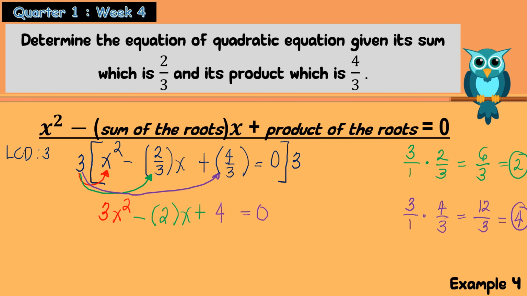Then, afterwards, let us simplify the signs of our given terms. So, you copy for the first term which is 3x squared. The negative times 2, you got here negative 2x. Then plus 4 equal to 0. So, therefore, this will be the quadratic equation given that the sum of the roots is 2/3, and its product is 4/3 or 4 over 3. Okay?